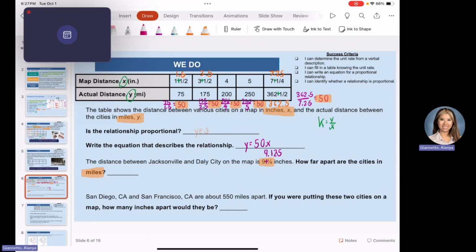Then we're going to use the equation that we came up with, which is y is equal to 50x. And we're going to think, do we solve for the x or do we solve for the y? Well, inches, according to our table, is our x, right? So we're actually solving for our y because we have our x. So we're just going to plug in that x value. We have 50, and then we have 9.125. And of course, when you have 50 and x, you're multiplying, right? So that's why we're going to multiply 50 times 9.125. And that gives us 456.25.